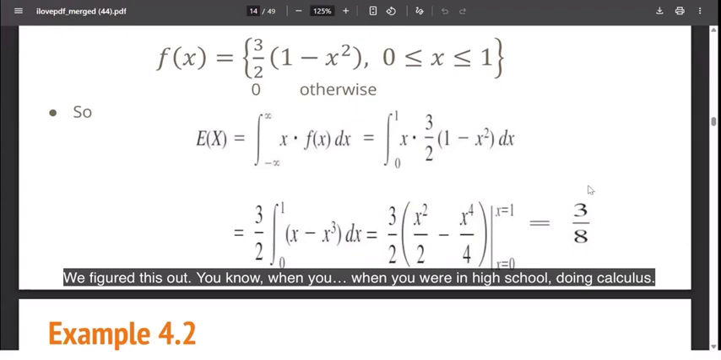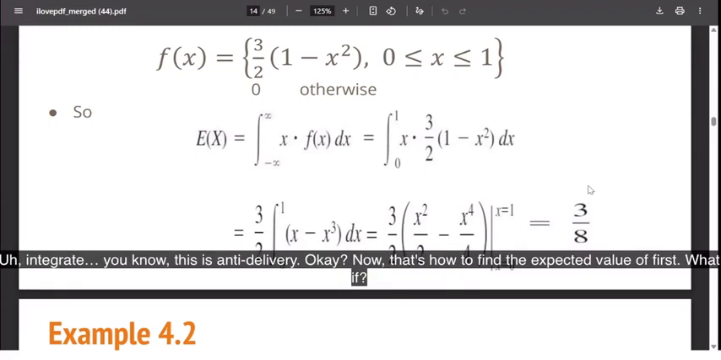When you were in high school doing calculus, you may not know the essence of calculus. But right now, we need calculus. Calculus is live. You want to take a decision, a probabilistic decision, where you're actually going to see yourself doing integration, this antiderivative. Now, that's how to find the expected value of S.